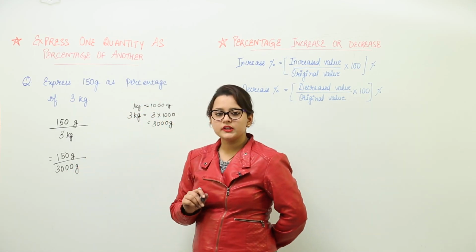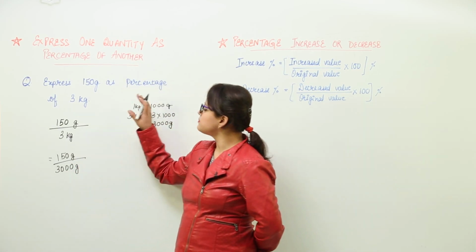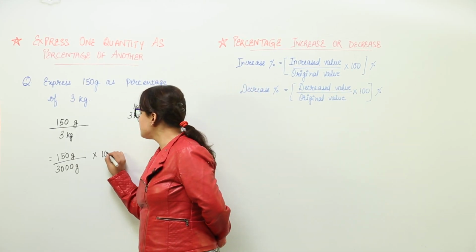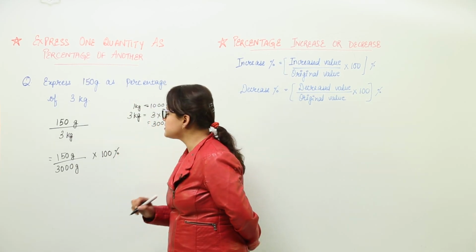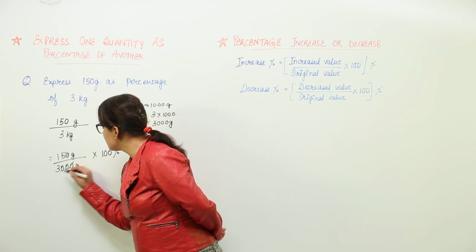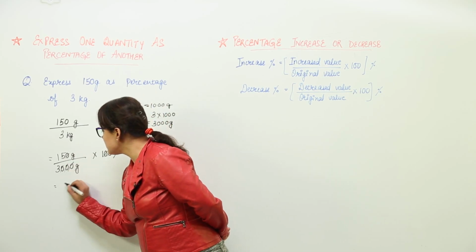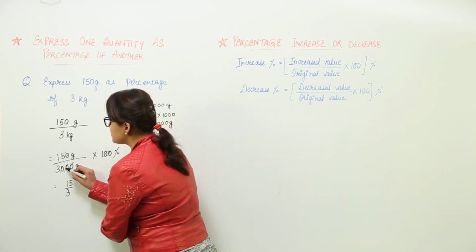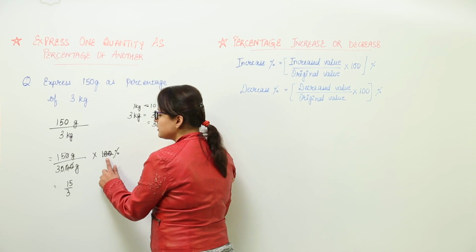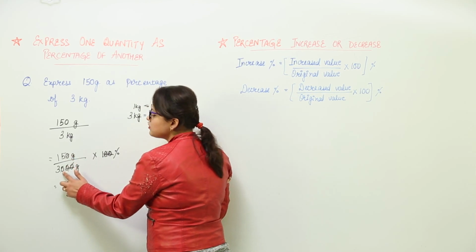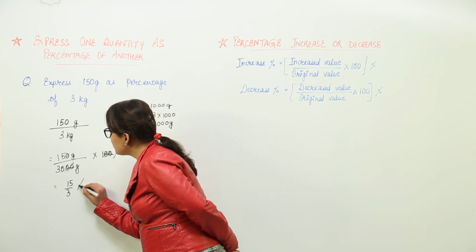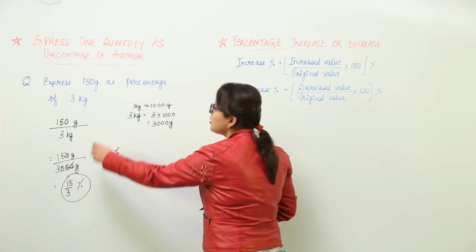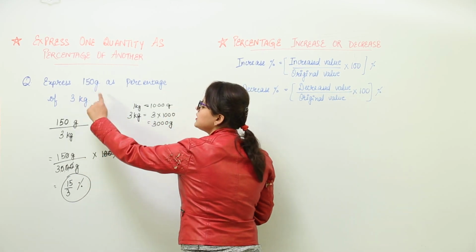Now the ratio is perfectly correct and we have to convert this fraction into the percentage form. Converting this into percentage means multiplying this with 100%. So we cancel out the zeros and we get 15 upon 3, because the two zeros of this will get cancelled with this one and one zero gets cancelled with the other zero. So we are left with 15 upon 3%, right? This is the percentage of 150 grams out of 3 kgs.